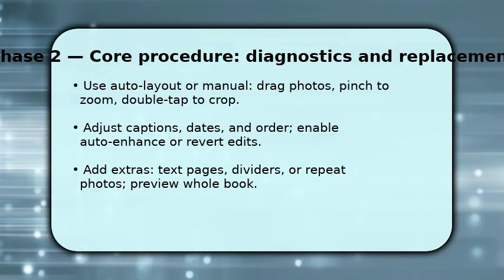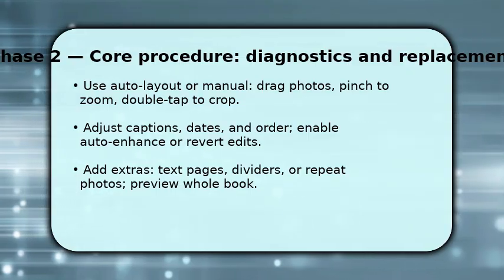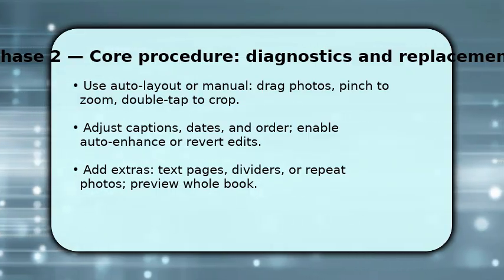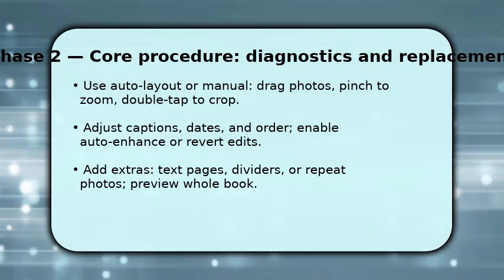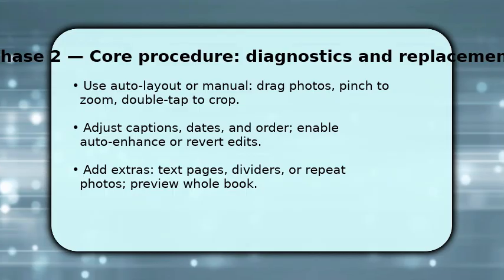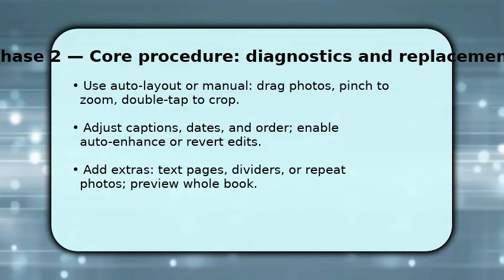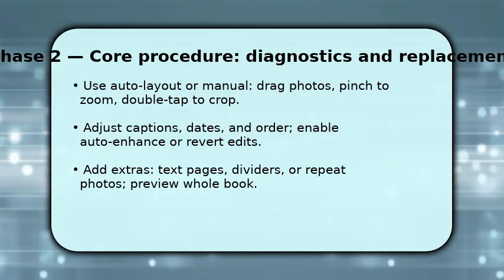After that, add captions and dates for context and rearrange pages if the narrative feels off. Once done, preview the entire book to check flow. Enabling auto-enhance can fix exposure quickly, but you can always revert any change before ordering.